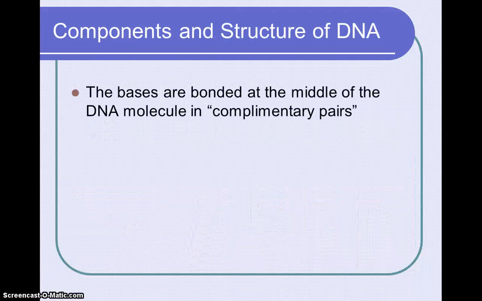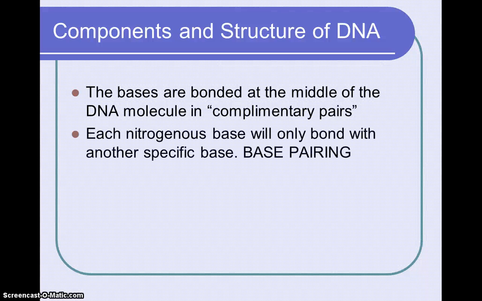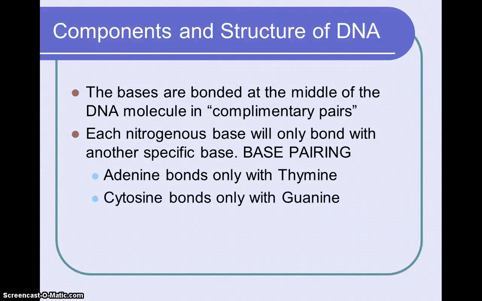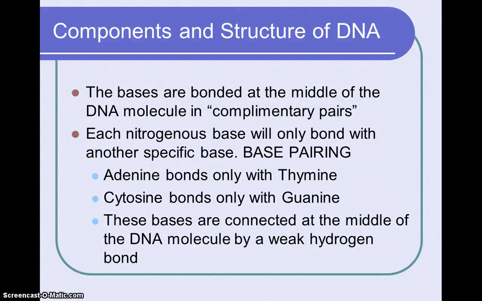The bases are bound at the middle of the DNA molecule in complementary pairs. Each nitrogen base will only bond with another specific base, which is called base pairing. Like I said already, adenine bonds with thymine, and cytosine bonds with guanine. These bases are connected at the middle of the DNA molecule by a weak hydrogen bond.